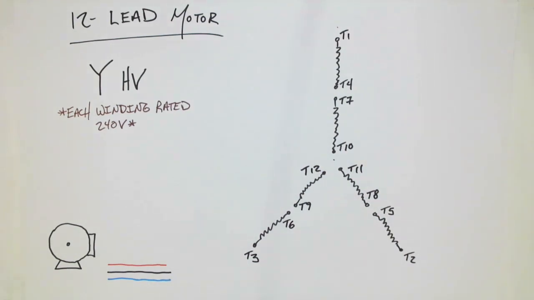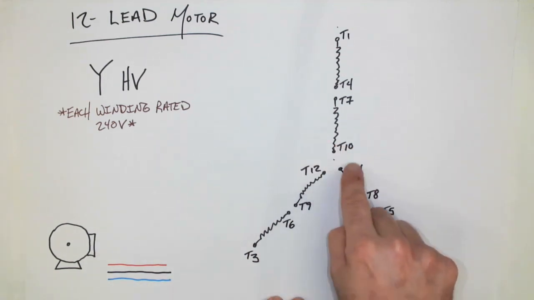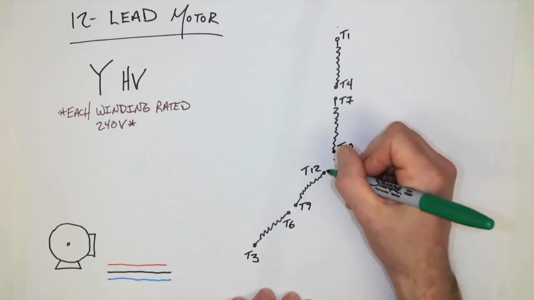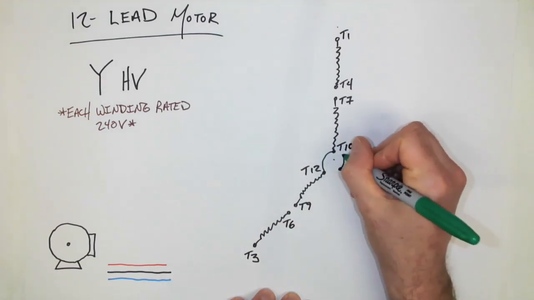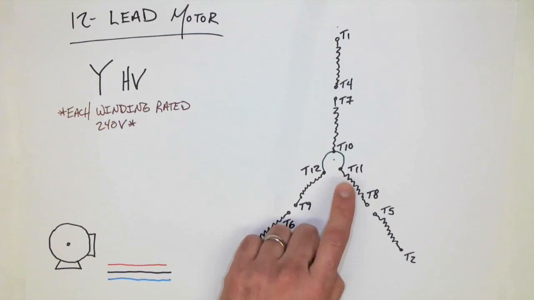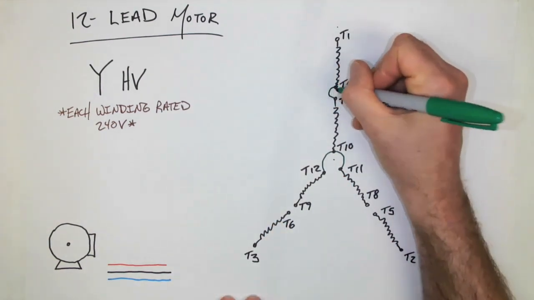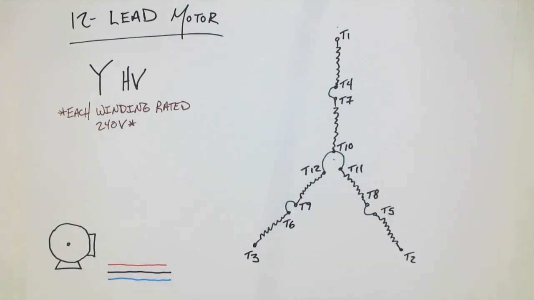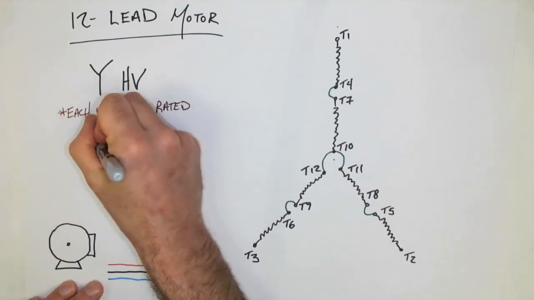Now at this point, you can probably see that the only thing that differentiates a 12-lead motor from a 9-lead is that there is no star connection. So we have to make that star connection ourselves. Now we're going to do a high voltage connection for Y. And high voltage in Y means that we are going to make a star connection in the center and then connect all the windings in series. So I'm just going to put a note here and say, yes, we continue to connect in series.